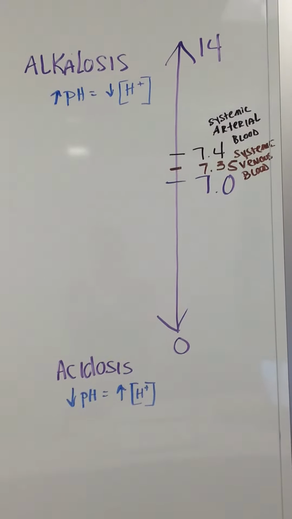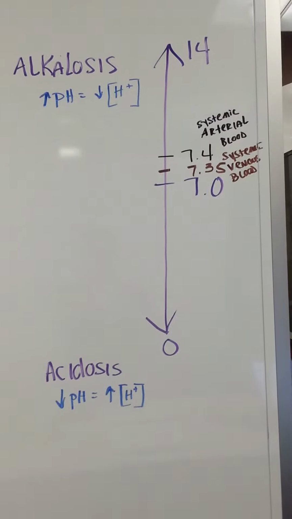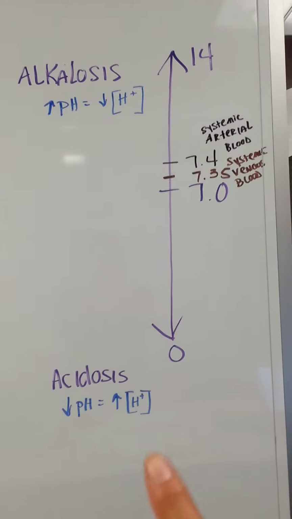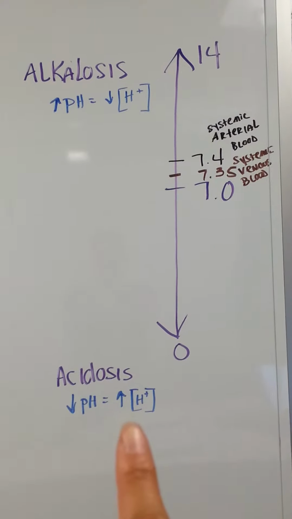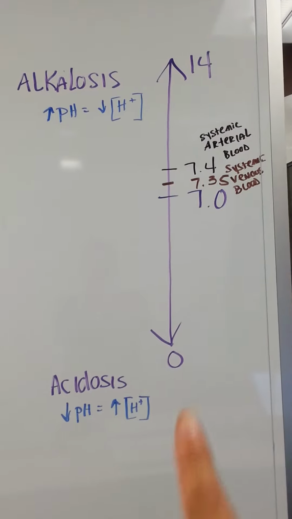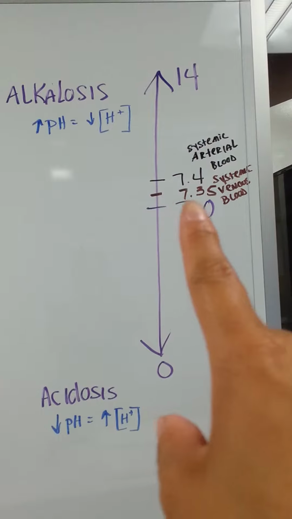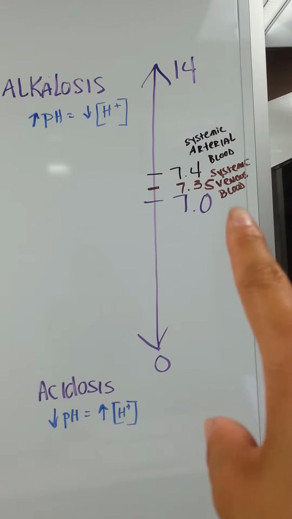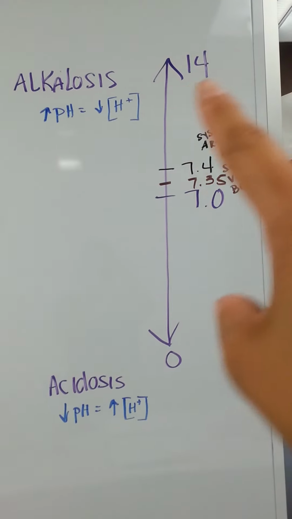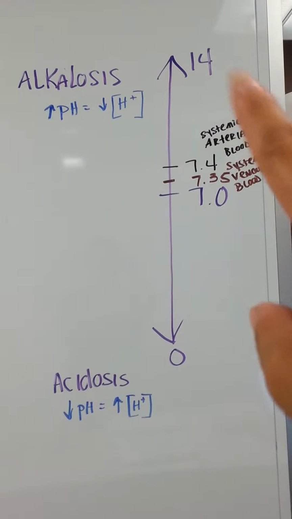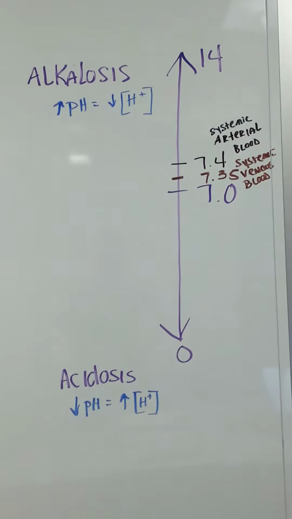As you can see here, this is a pH scale. I have 14 on top, and 0 on the bottom. 0 on the bottom indicates acidosis: a decrease in pH equals an increase in hydrogen ion. 7.0 is the normal. 7.35 in brown is systemic venous blood. 7.4 in black is systemic arterial blood. 14 is alkalosis, or basic, up here. That means an increase in pH and a decrease in hydrogen ion.